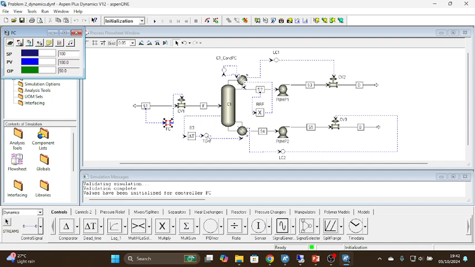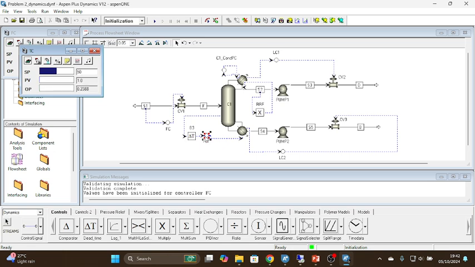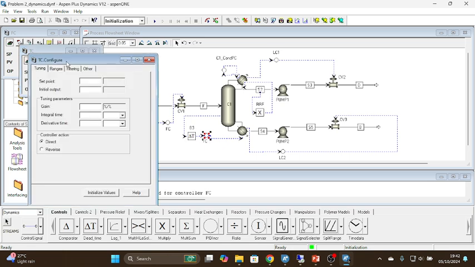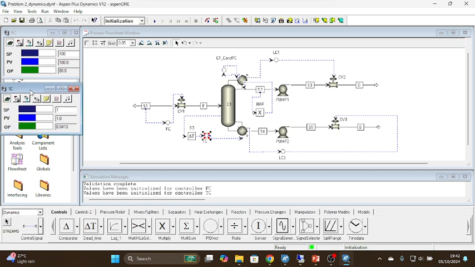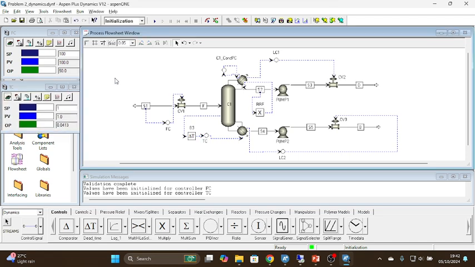Similarly, for the temperature controller, we are going to come to configure, and you can see these are all PID controllers. Same over here also, we are going to select reverse. We are going to initialize variables. The reason for choosing reverse action is because as the heat increases, the reboiler heat has to be reduced.